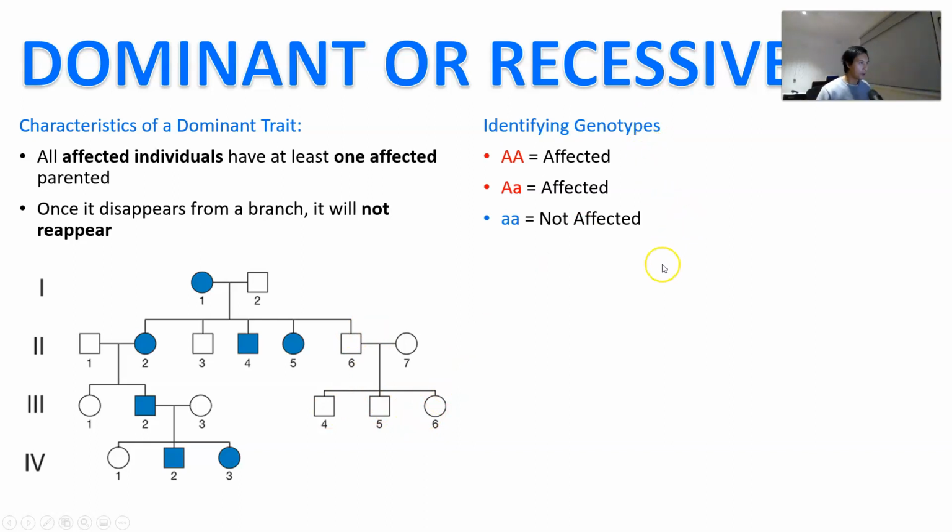Now, when you have a dominant trait, you need to identify which genotypes are going to give you that particular dominant trait. Remember, a dominant trait means that by having a capital letter, you're going to be affected. If you have a heterozygous genotype, you're still affected. But if you have 2 lowercase ones, you're not going to be affected. So we can actually identify the genotypes of these individuals based on this chart.